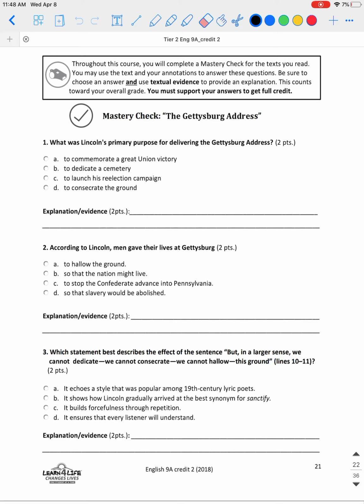A, to commemorate a great Union victory. B, to dedicate a ceremony. C, to launch his re-election campaign. Or D, to consecrate the ground. And then you would give evidence for whatever one you choose.